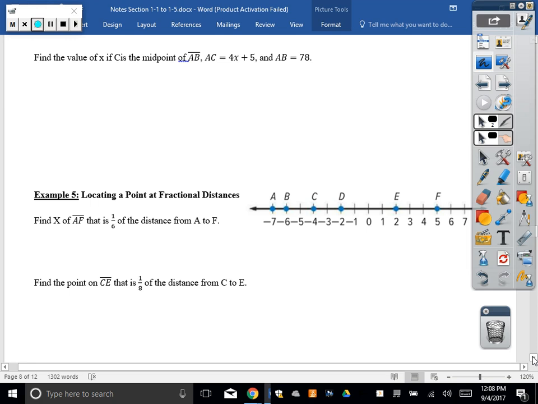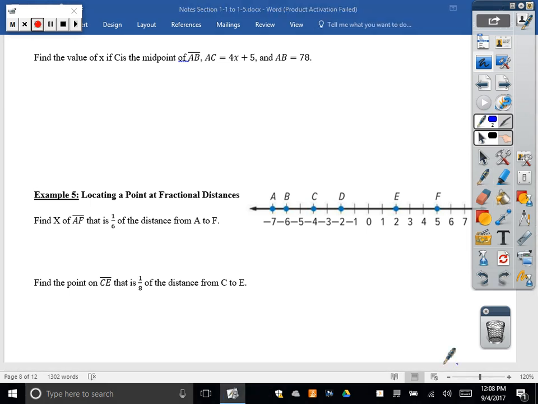Let's actually draw this problem out, and then talk through how you should solve for x. In this problem, it says find the value of x if C is the midpoint of AB. So first I'm going to draw a line segment and put C as my midpoint, with endpoints A and B. Now, we're told that AB is going to be 78. So this whole length, from here all the way over to here, is 78 units. So I'm going to do something like this.